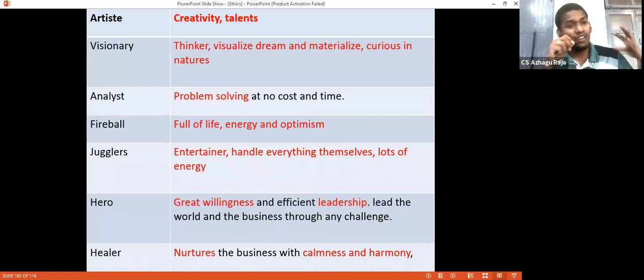Here, because they are entertainers, they don't take anything to heart, and they handle any kind of hard situation very effectively. And then who is a hero entrepreneur? They are called a hero because they have great willingness and efficient leadership, leading the business through any challenges. Why are they heroes? If any challenge comes, they take it up and find the solution for that particular challenge. They have great willingness, and they also have the leadership to face the challenges along with their human resources within the organization.